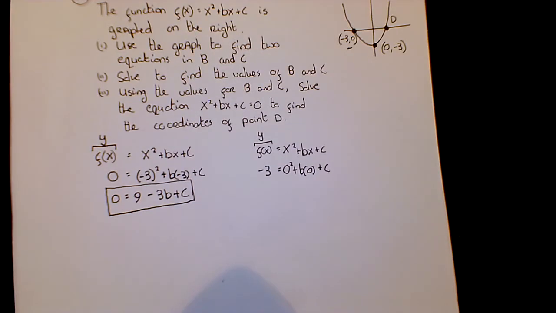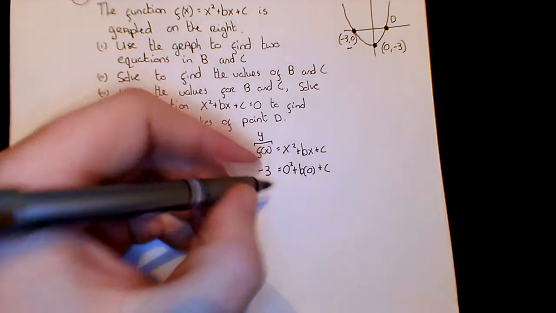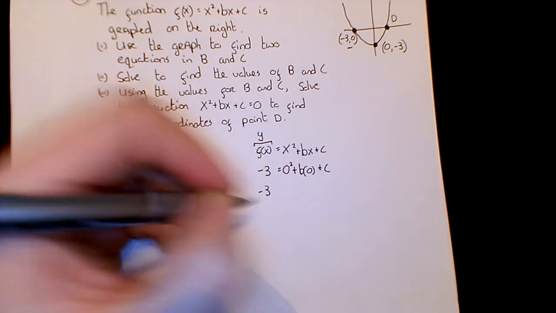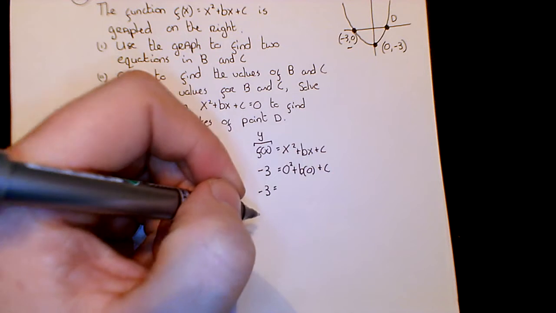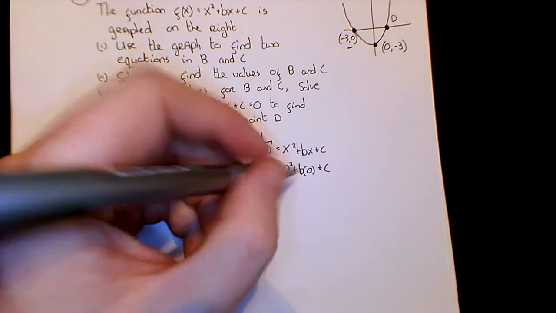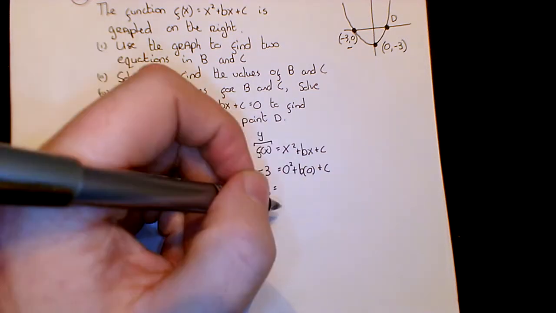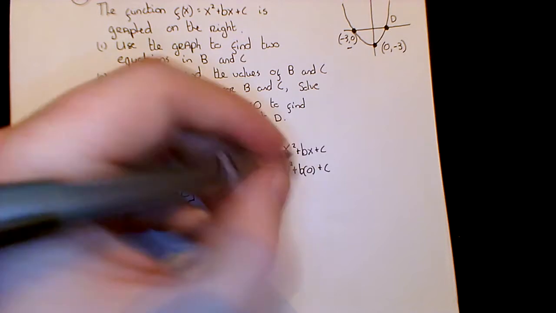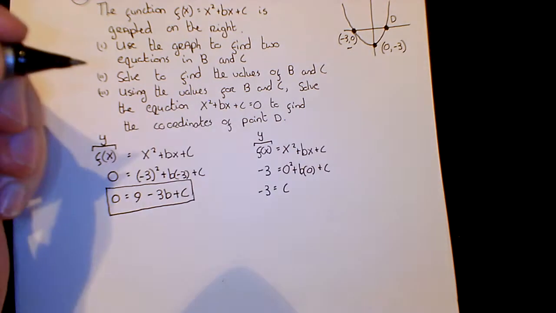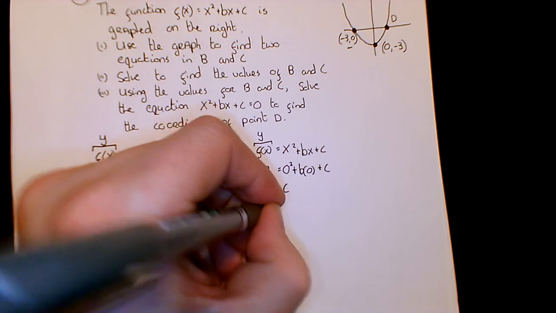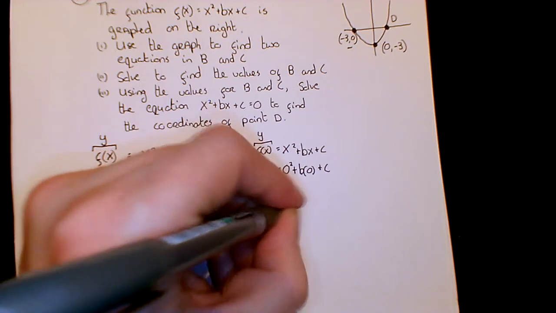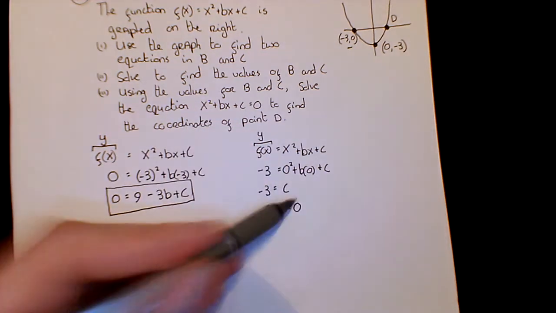Okay, so let's just tidy this up a bit. We have minus 3 equals, well, 0 squared is 0, b multiplied by 0 is 0, and so we have plus c, so it's just c. And I'll just tidy this up a bit. C plus 3 equals 0, because I've just brought that over.